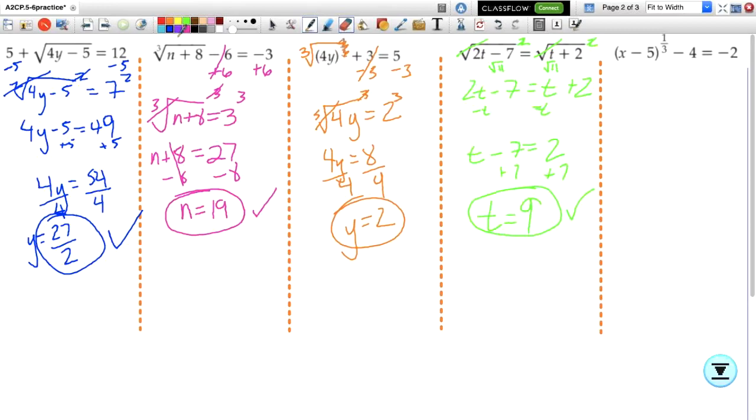Let's take a look at this last problem, and then we'll see what our practice activity is going to be for today and/or for your homework.